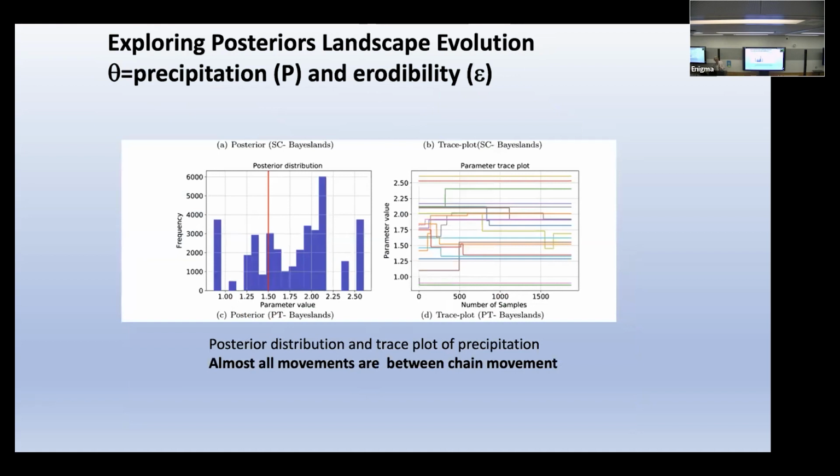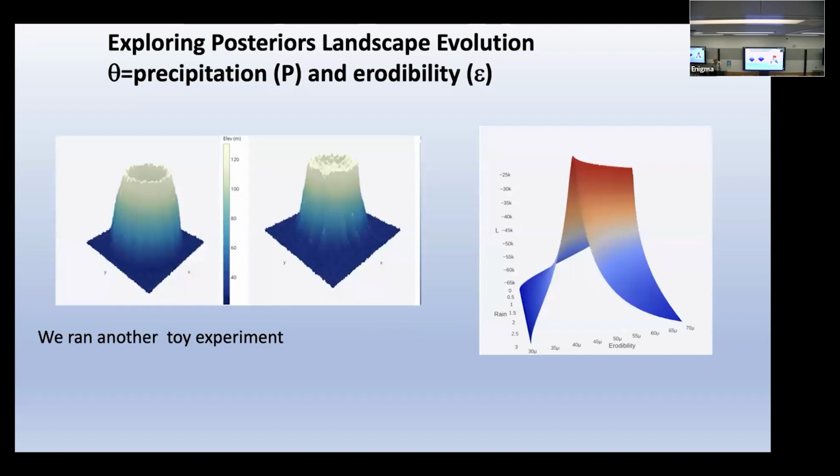But then this is the actual trace plot of trying to explore the posterior of the rainfall. It's not looking so great. It's basically just sticking, and any movement again is movement between the chains in the parallel tempering scheme, not within an actual chain itself. So again, we ran an experiment. I'm just waiting for it to load.